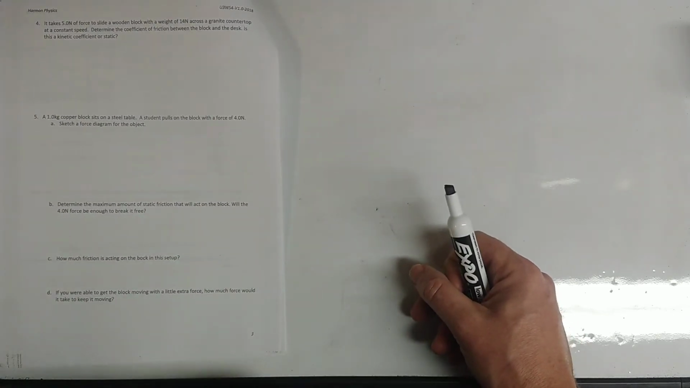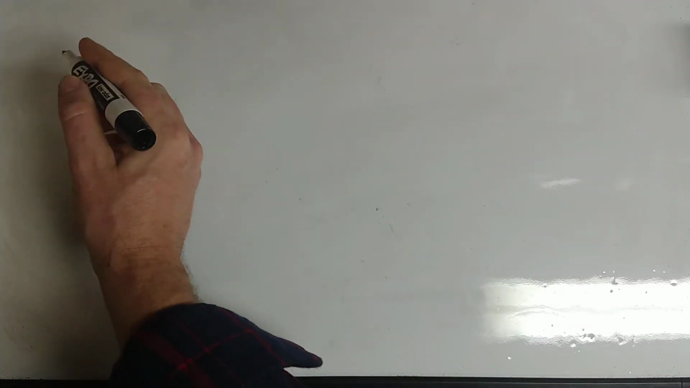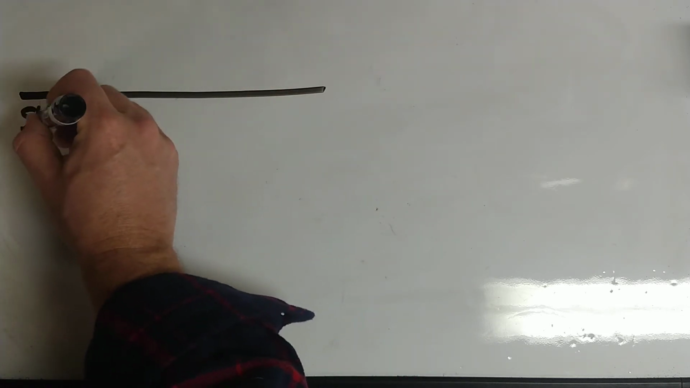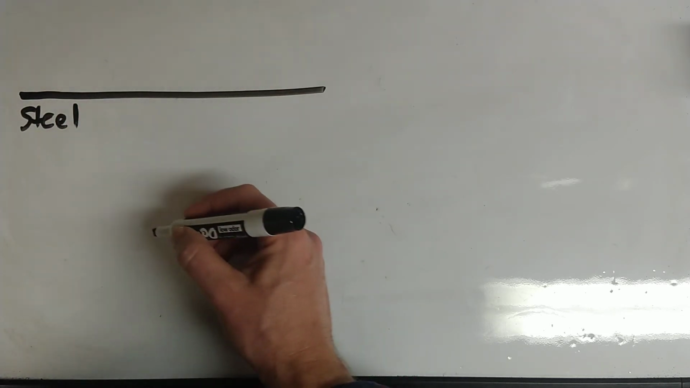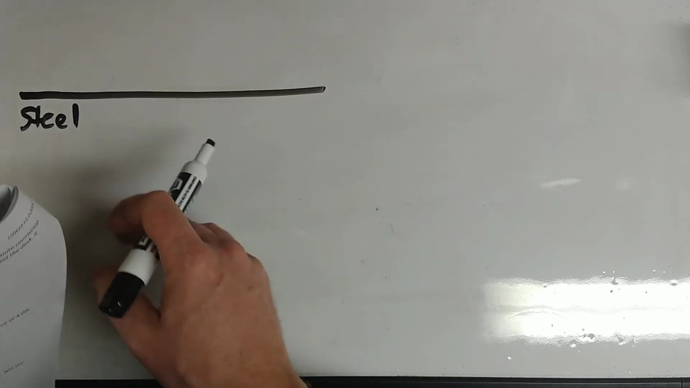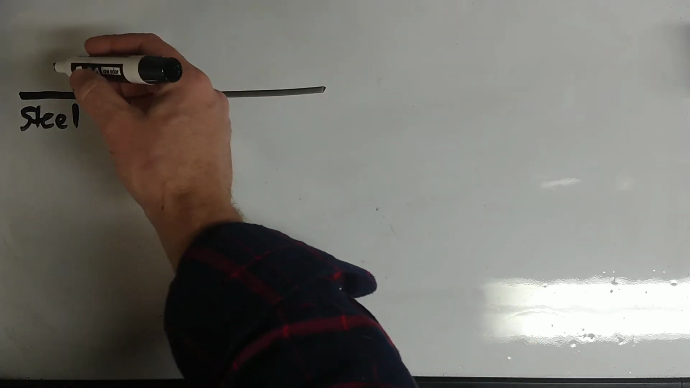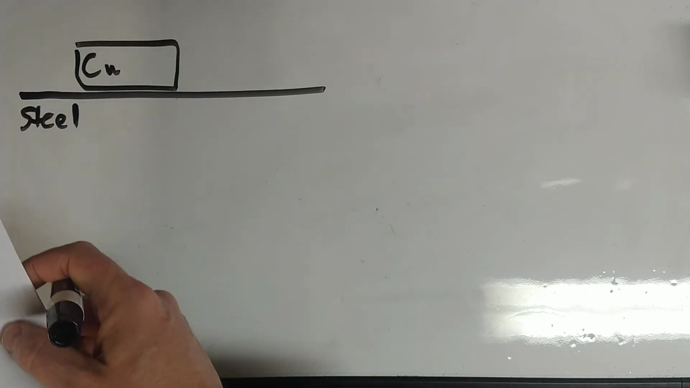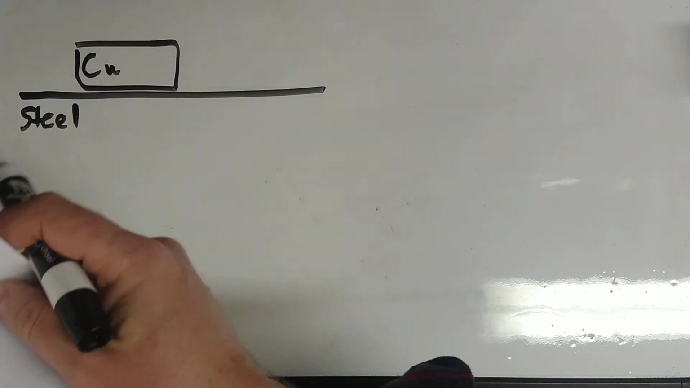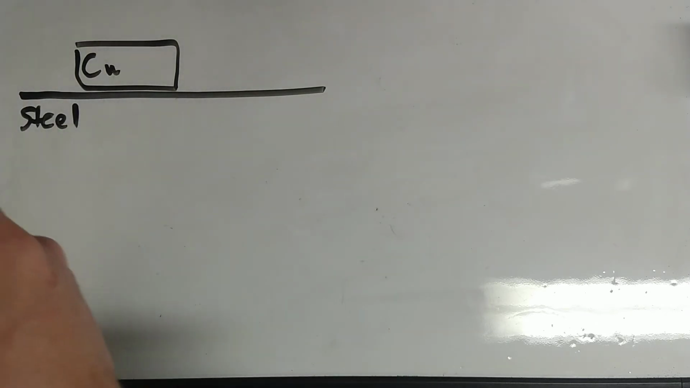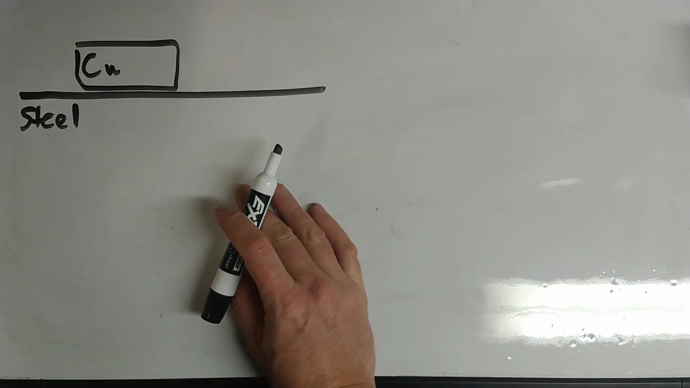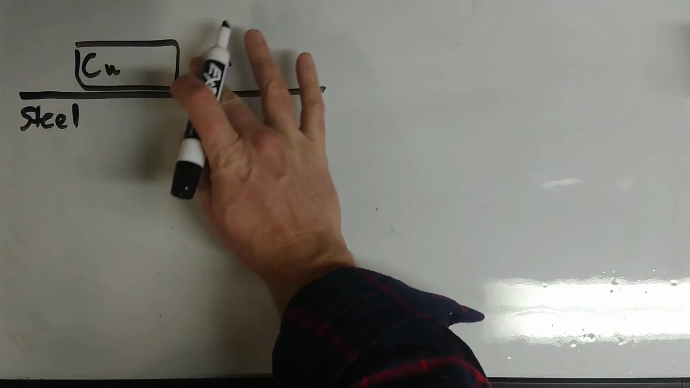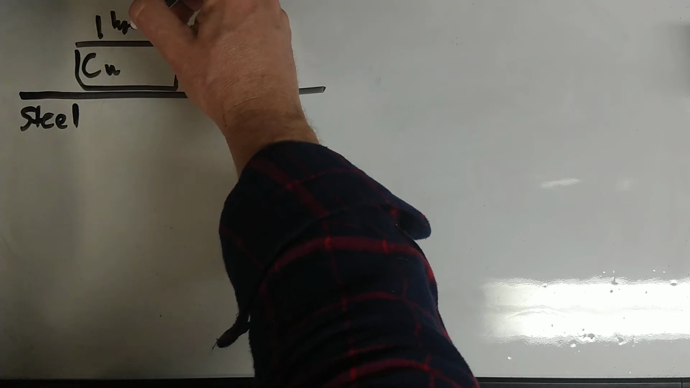A 1 kilogram copper block sits on a steel table. So when would you ever do this? Well, if you have a steel countertop or a steel table, like in a professional kitchen, maybe you have a pot that has a copper bottom, that could be possible, right? Copper, Cu. Steel is an alloy of iron and, what does that have? Some nickel in it, I forget exactly. And it's 1 kilogram, so the mass of it, I'll just write 1 kilogram above it.